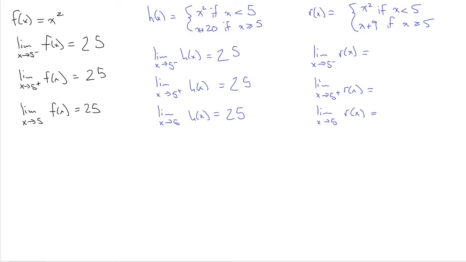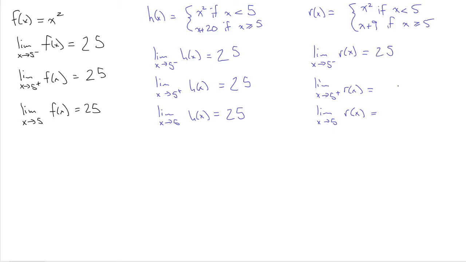Just like before, if x is less than 5, if we pick values like 4.999 or something like that, then we're talking about the top rule, and we get that the limit as x approaches 5 from the left is once again 25 for the same reason it was in the previous function, and so we get that that is 25.